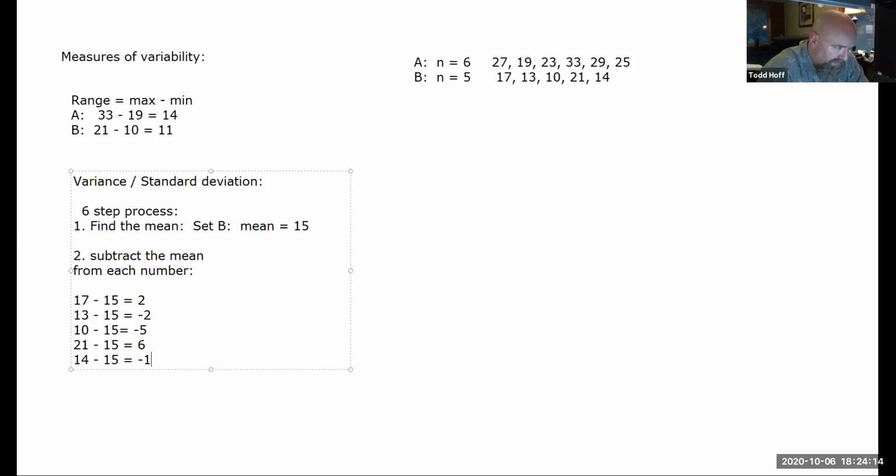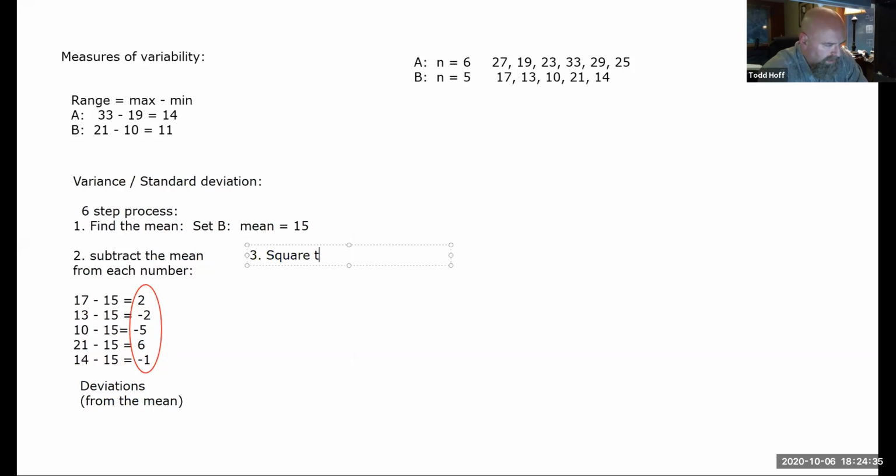Those numbers that we just found have a name. They're called the deviations, sometimes called the deviations from the mean. Well, step 3 is to square the deviations. So 2 squared is 4. Negative 2 squared is 4. 5 squared is 25. 6 squared is 36. And negative 1 squared is 1.